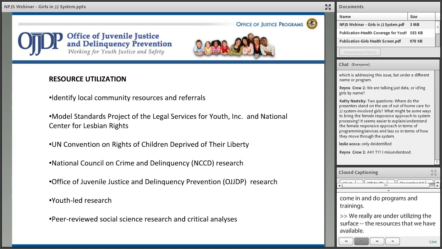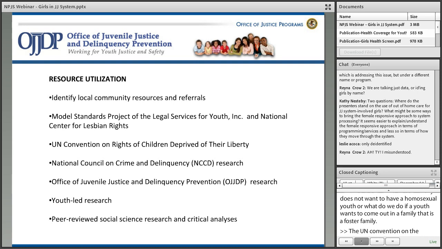There are model standards of legal services for youth from the National Center for Lesbian Rights. They have model standards for youth in the child welfare system and the foster care system for dealing with situations like a foster family that does not want to have a homosexual youth, or what to do if a youth wants to come out in a foster family. There's also the UN Convention on the Rights of Children Deprived of Their Liberty, which sets out universal rights for children in detention. NCCD research and OJJDP research, including Leslie Okoka's earlier work, has now produced several national reports that address this issue.